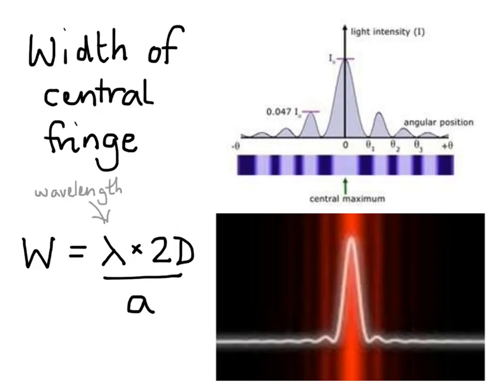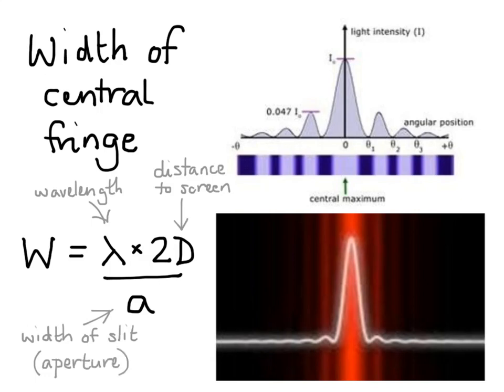Lambda stands for the wavelength of the light, D is the distance from the slit to the screen, and A is the width of the slit. And if you're wondering why it's A, the A stands for aperture, which is the technical term for the width of the slit, or the size of the gap. You may have heard that used in photography. Okay, now this is not an equation that you need to know. It's not on the formula sheet, but if they want you to use it in an exam, they would give it to you. But it's quite nice to have seen it at least.